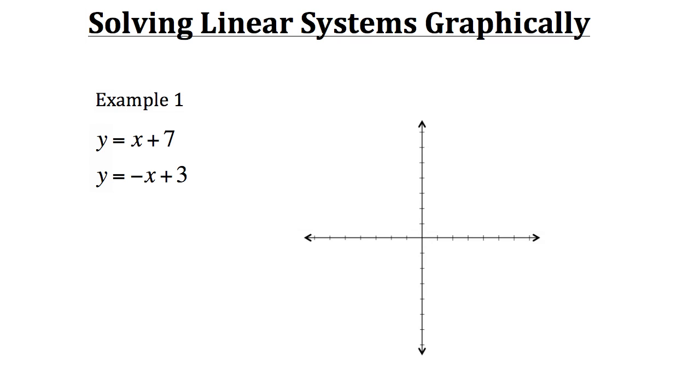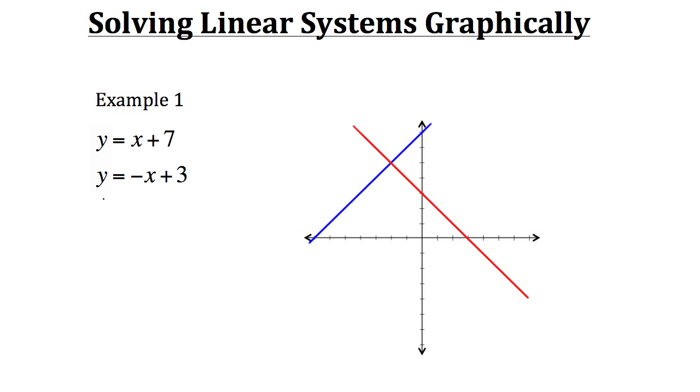So let's do that. Let's first graph our first function. y equals x plus 7, so we'll have a y-intercept at 7 and a slope of 1. So there's our first equation. Now let's get our second equation on there. We have y equals negative x plus 3. So we'll have a y-intercept at 3 and then a slope of negative 1. So we'll have an equation that looks like that on the graph.